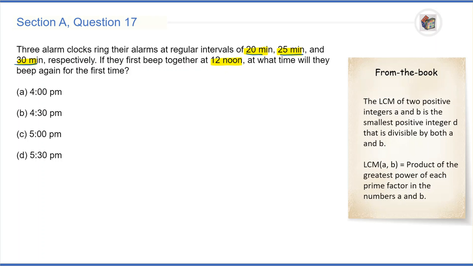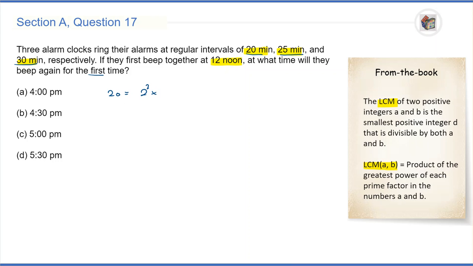Now, actually the number of common multiples is infinite, but I am interested in the first one that comes. That means I am interested in the least common multiple. Now, how do I calculate that? It's the product of the greatest power of each prime factor. Well, prime factor first of all tells me I have to do some factorization.